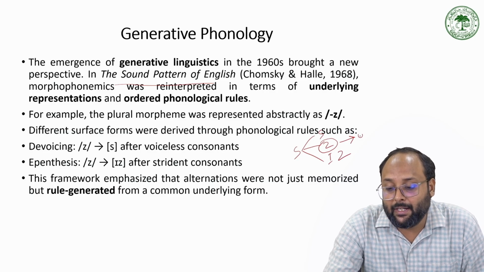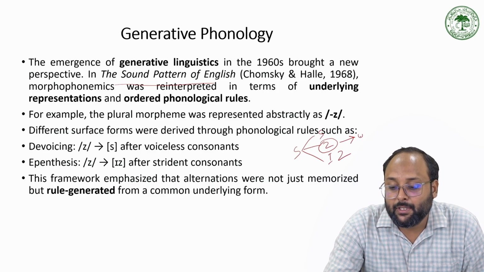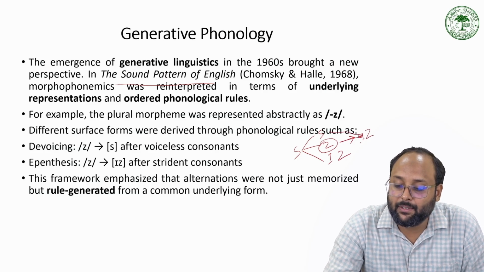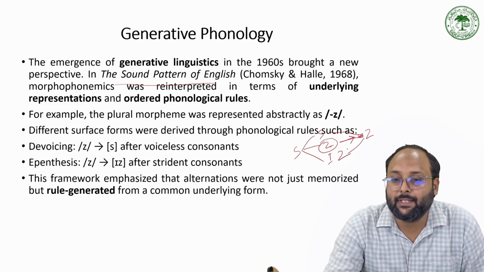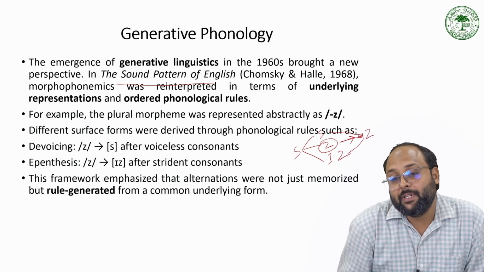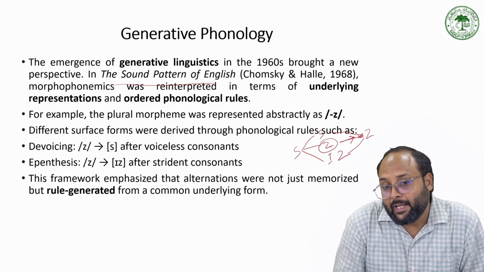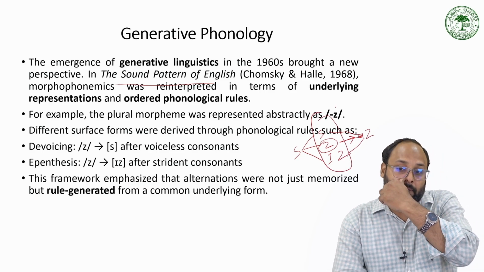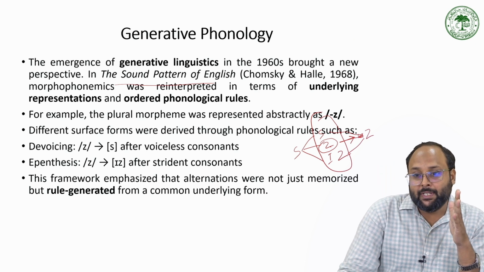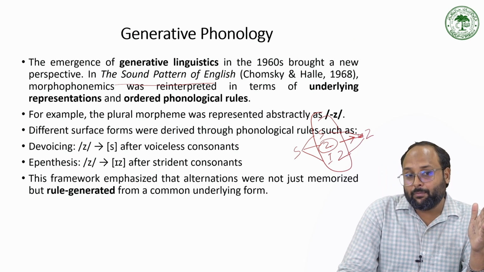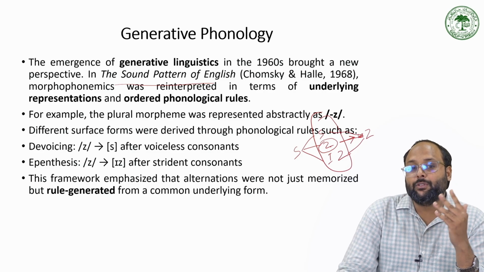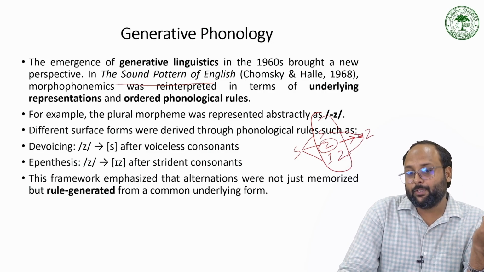Also, at the underlying representation, we have the za morpheme. So za has three different representations. One is sa, and the other is za, and the third one is. Those representations come under the surface representation. These representations are not random. There are certain phonological rules described by the generative linguists.